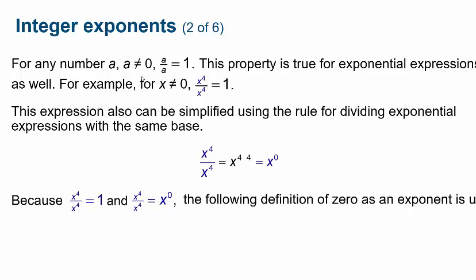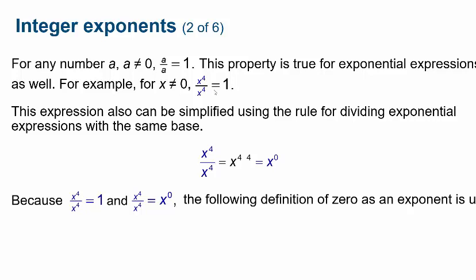For any number a, as long as a is not equal to 0, if you take a divided by a, they'll cancel out and you're equal to 1. This property is true for exponential expressions as well. For example, as long as x is not equal to 0, x to the fourth divided by x to the fourth is just equal to 1. This can be simplified using the rule for dividing exponential expressions with the same base. The bases are the same, the x, so we take the top exponent and subtract the bottom exponent. You would have x to the 4 minus 4, which is equal to x raised to the 0 power.